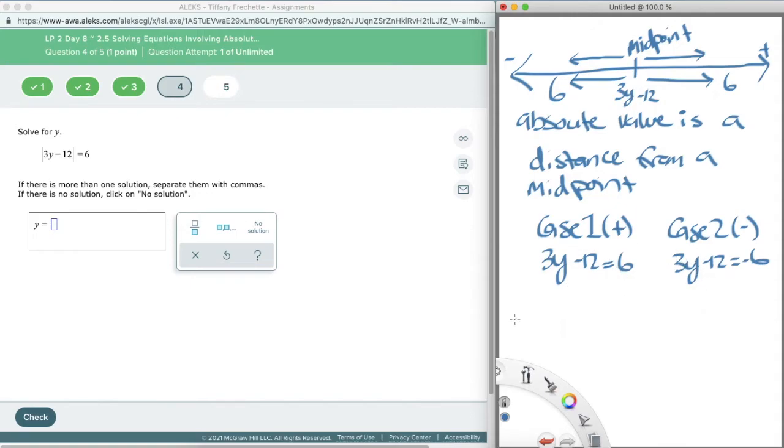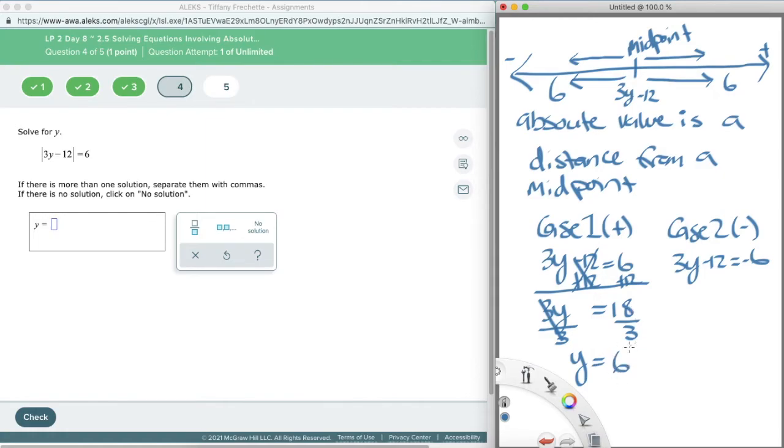So I'm going to ask, what's being added or subtracted to the variable? Well, 12 is being subtracted, so I'm going to add 12 to both sides. 3y, 12 minus 12 cancels, and 6 plus 12 is 18. So now I'm going to divide by 3 because I'm multiplying by 3. Y equals 6 because 18 divided by 3 is 6.